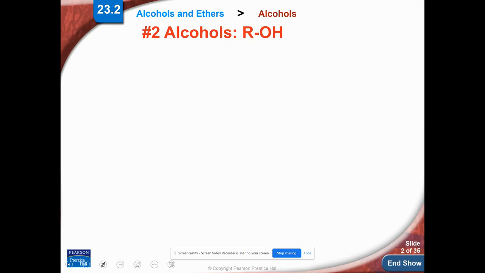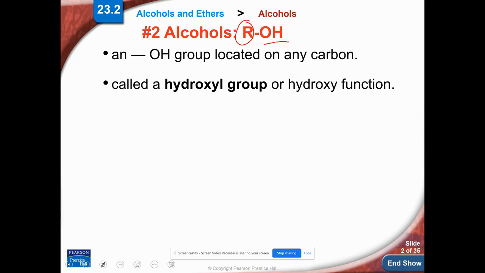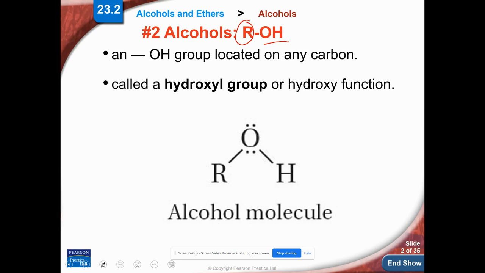All right, so what do we have? We're going to first talk about alcohols. We're ROH. And so, what again is that R? Right, the R could be any organic hydrocarbon, and then what makes it an alcohol is if there's an OH group attached to some number of carbons. That's what makes alcohol an alcohol. So, when we have an OH group located on any carbon, we call that a hydroxyl group or a hydroxy functional group.